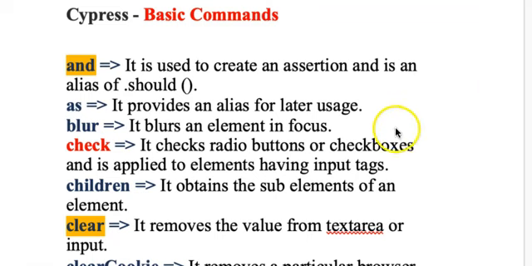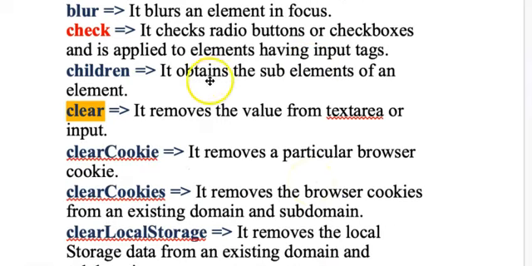Cypress basic commands. Basically, we have a few commands which are important and a few which are not that frequently used. One of them is and. It is used to create an assertion and is an alias of should, as it provides an alias for later usage. Blur. Check is one of the important ones. It checks radio buttons or checkboxes and is applied to elements having input tags. Children. Clear is one of the important ones. It removes the value from the text area or input.